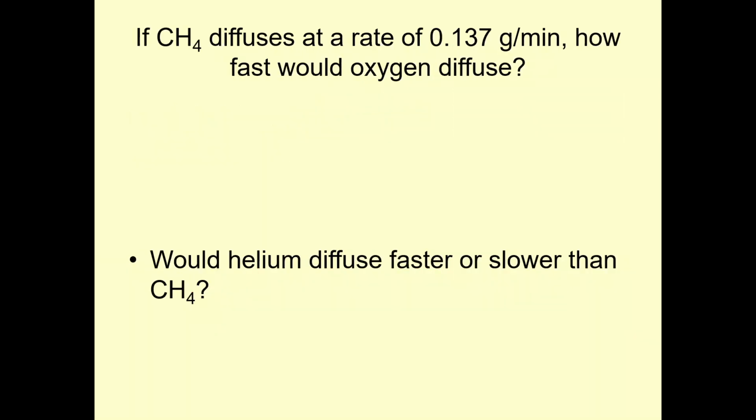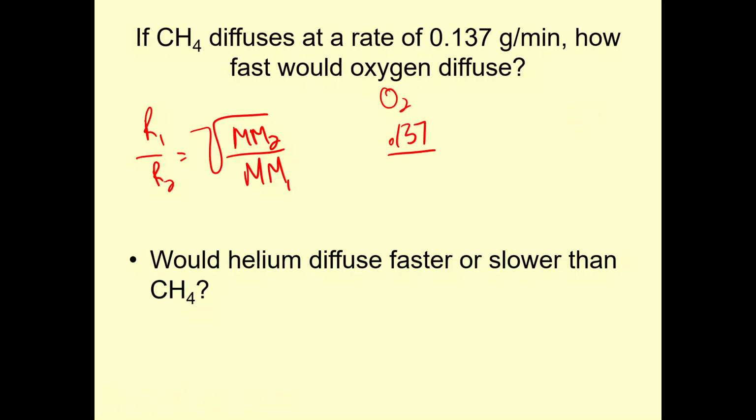CH4 diffuses at a rate of 0.137. How fast would oxygen's O2 diffuse? So remember, rate 1 over rate 2 equals square root molar mass 2, it's inverted, over molar mass 1. So rate 1 is CH4, 0.137. How fast? That's what we're solving for. Molar mass 2 is oxygen. Periodic table says 32. 16.01 for this. Do the math. Okay, does that make sense?